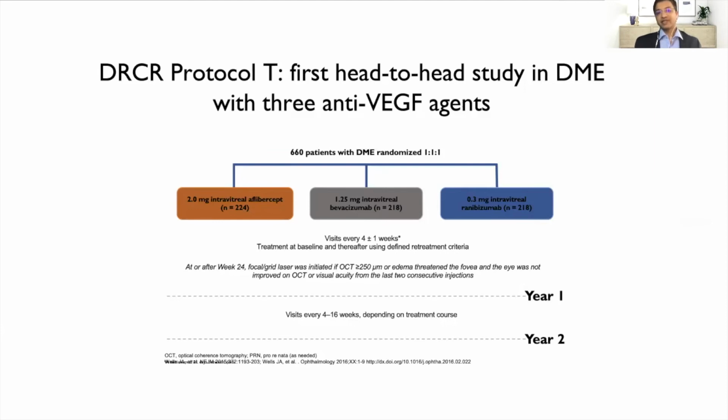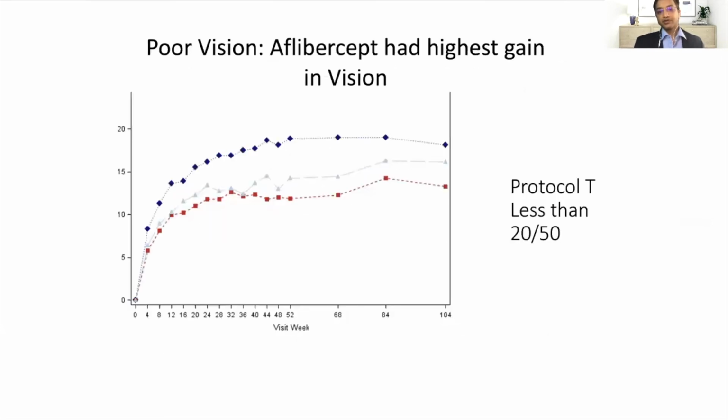What about the different types of injections? Do they have any difference? Aflibercept or Eylea, bevacizumab or Avastin, ranibizumab or Lucentis, Accentrix. So Protocol T compared them head to head. And again, in patients who had less than 20/50 vision, aflibercept or Eylea had the highest improvement in vision compared to Avastin or Lucentis, although Lucentis or ranibizumab was quite similar to aflibercept. This is in patients who have vision 20/50 or less at baseline, that is about 6/18 or less.